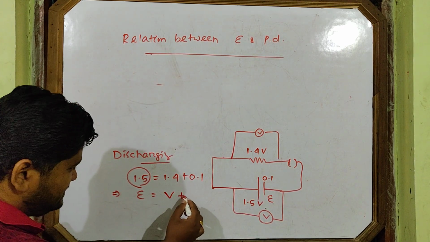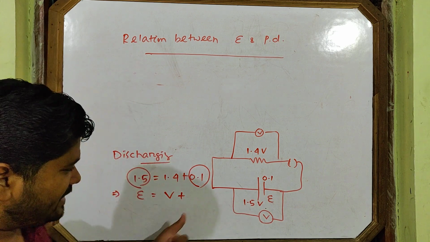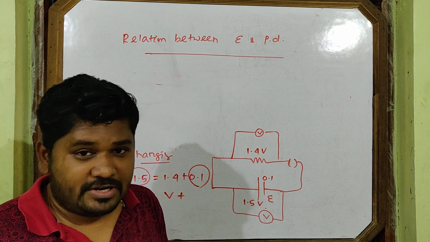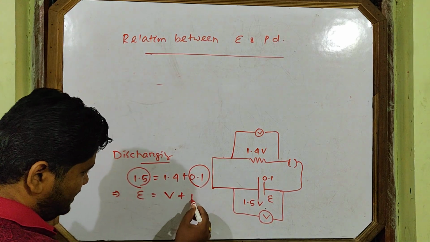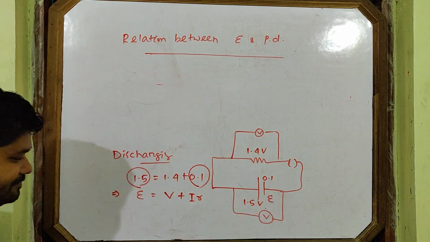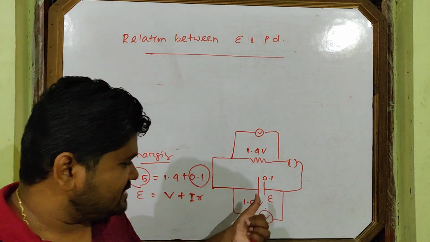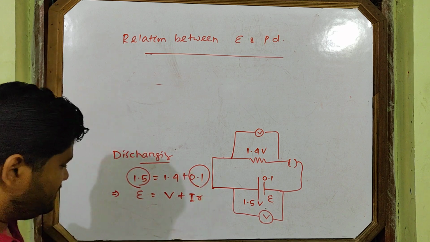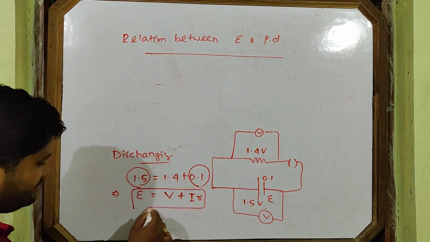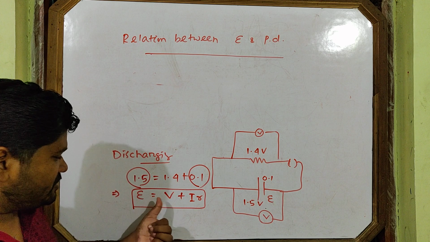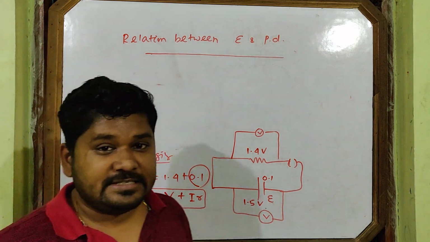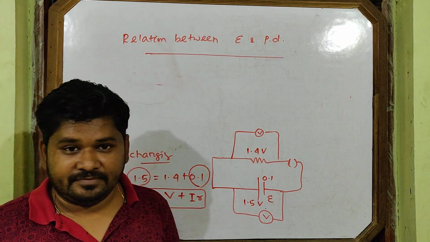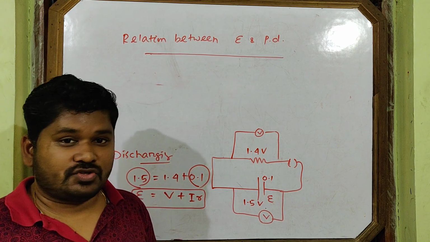Then next, this is the drop inside the cell. That you can also find as the potential drop. Simply you can use Ohm's law. If a high current passes, then the drop is larger; if small, then smaller. It depends on the internal resistance inside. Due to this internal resistance, this drop happens. So that is Ir. So this is the relation between electromotive force EMF and potential difference in which condition? Discharging condition. When the cell is in use.